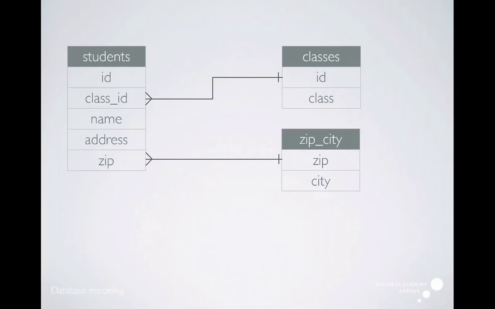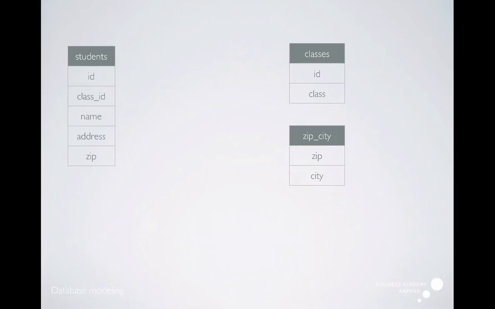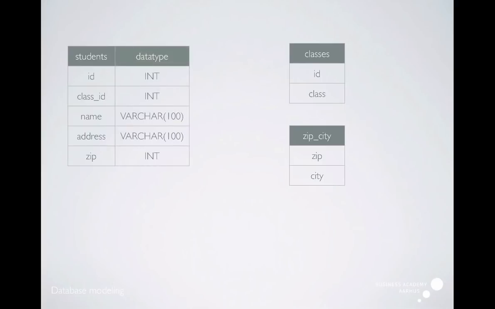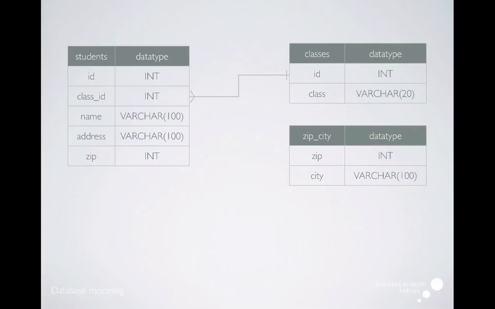In this case, we have, for example, this short, simple diagram. We have our students, we have our classes, we have our zip city entity. And if we want to put some data types on each of the attributes, we need to do that because the database needs it in order to make it more efficient and in order to make relations work properly. So for the students entity, we put in these data types, and I will explain them in a moment. And for the classes, these data types, and the zip city, these data types. And then we have the relationships again.